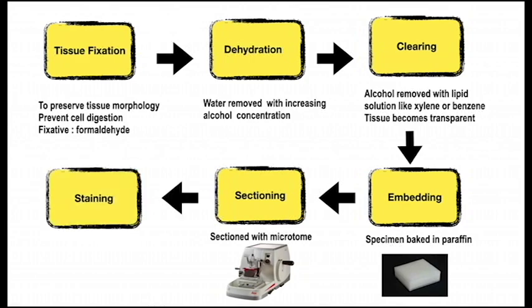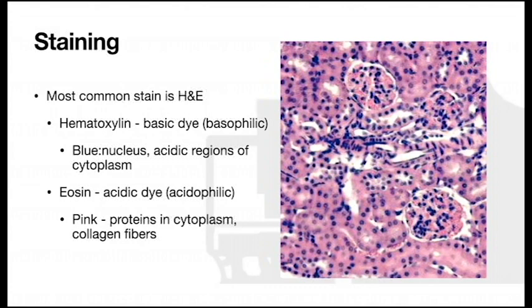Staining is the last step. This is used to highlight and enable better visualization of the cell architecture. H&E is the most widely used stain in histology. So H&E, or hematoxylin and eosin, is the most common stain used.